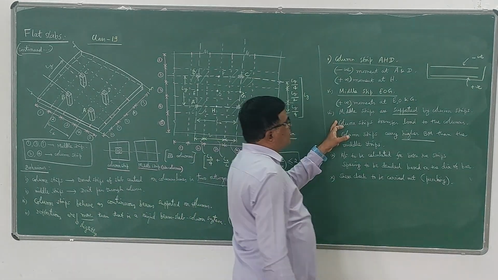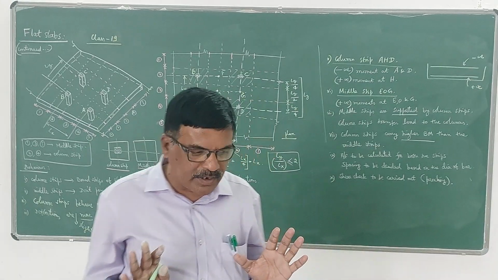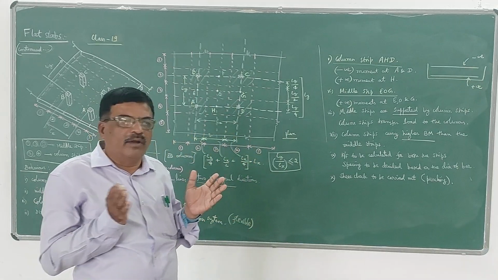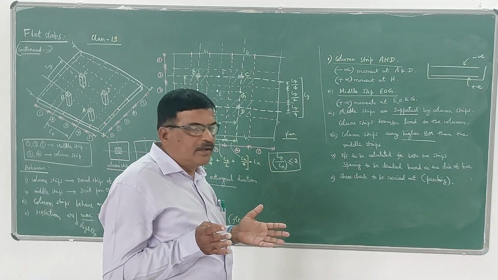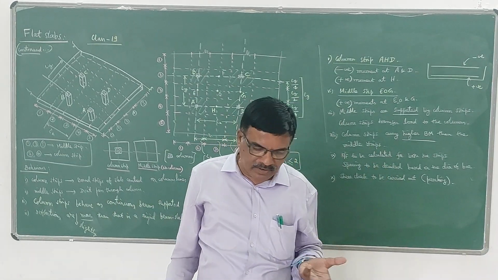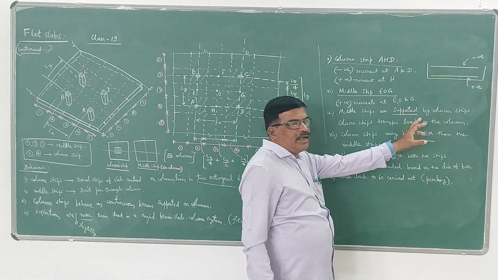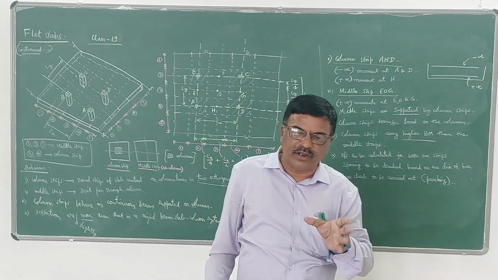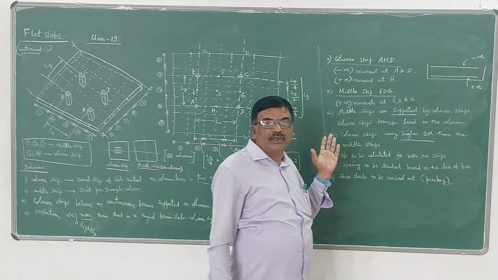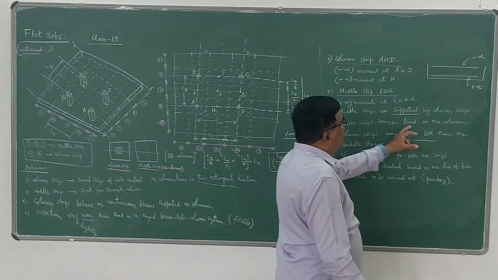Next, middle strips are supported by column strips. So this is important. What happens here is we are going to provide some drop or column head in the column strip only. So that is why the depth required at the column strip is slightly more than that required for the middle strip. So the behavior is, the middle strips are supported by column strips. Just like slabs are supported by beams, here these column strips act as beams. Middle strips are slabs, column strips act as beams, and column strips transfer the load to the columns.